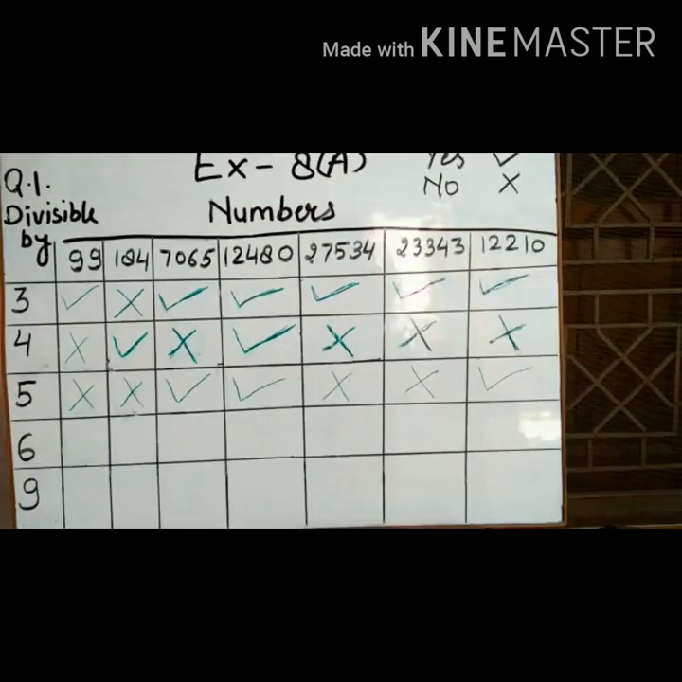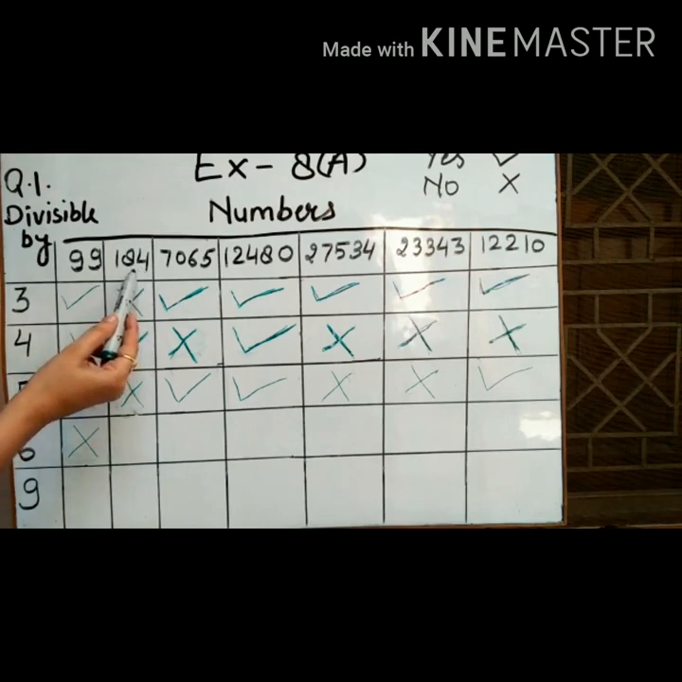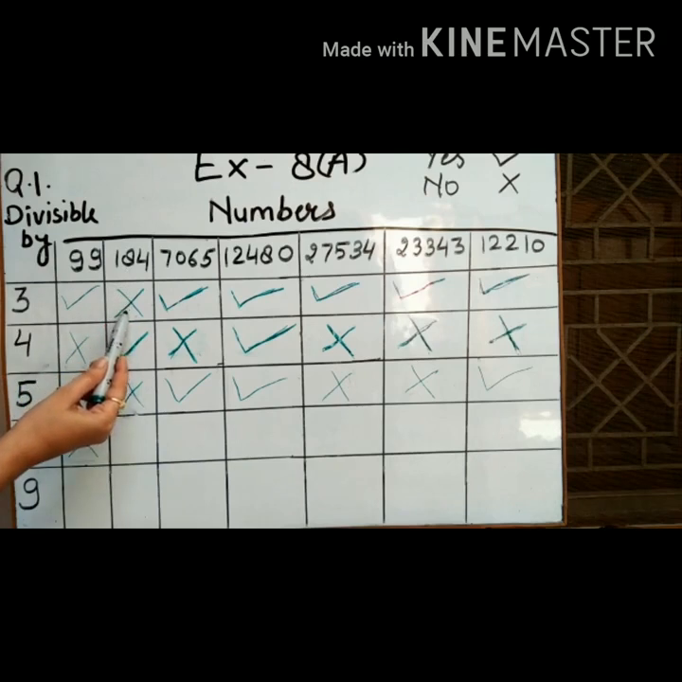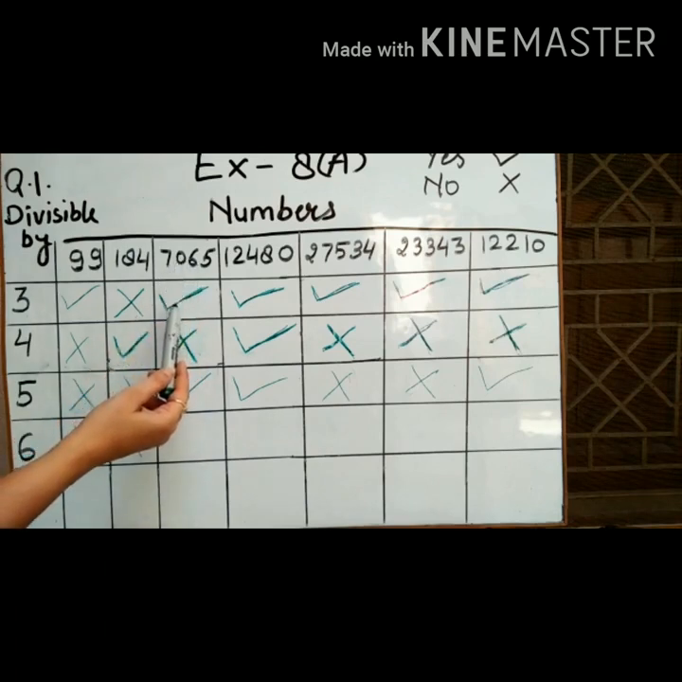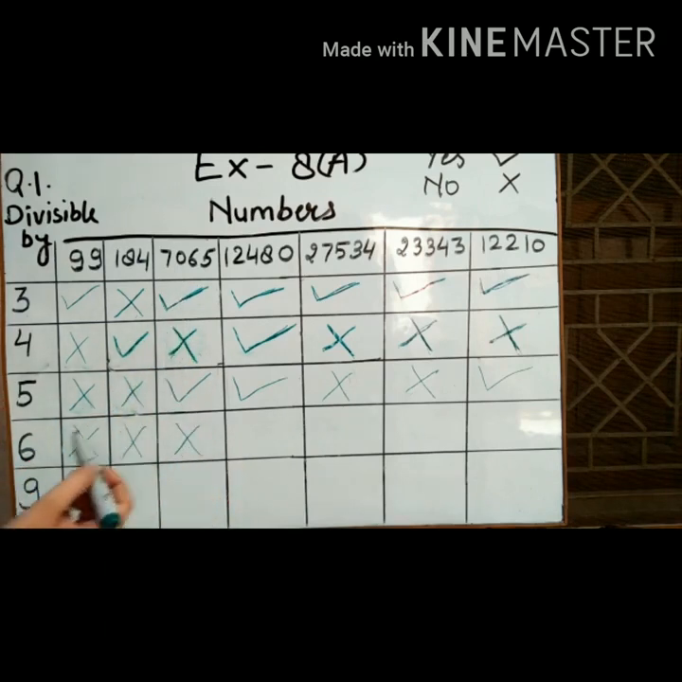The next is 6. The rule for 6 is if it is divisible by 2 and 3. Let's check. 99. 99 is divisible by 3, but it is not divisible by 2 because of odd number. That's why 99 is also not divisible by 6. 184. Because of even number, 184 is divisible by 2, but it is not divisible by 3. 6. It is an odd number. That's why it is divisible by 3 only, not by 2. So, it is not divisible by 6.